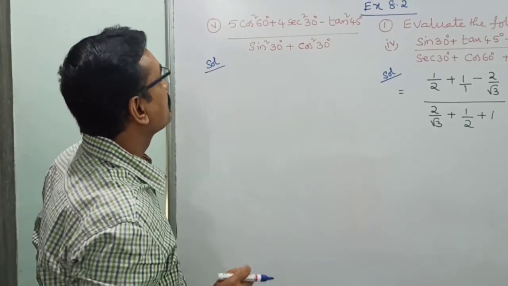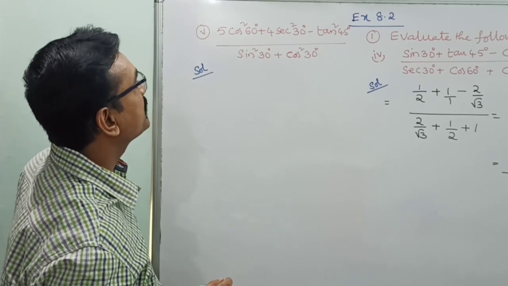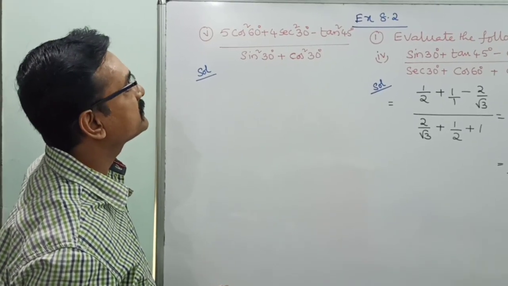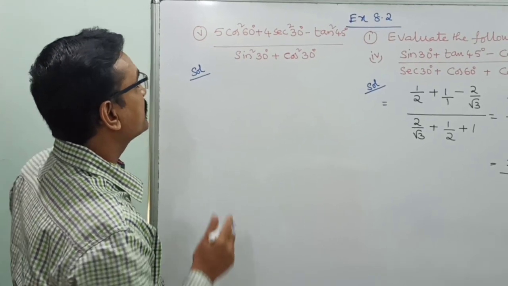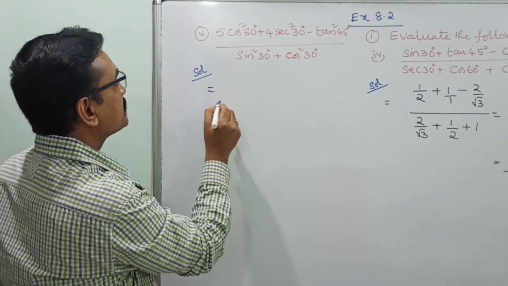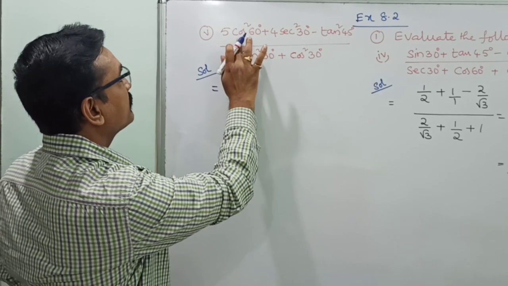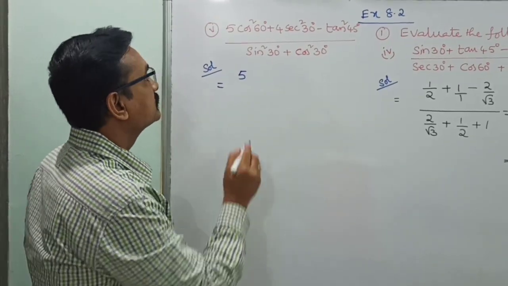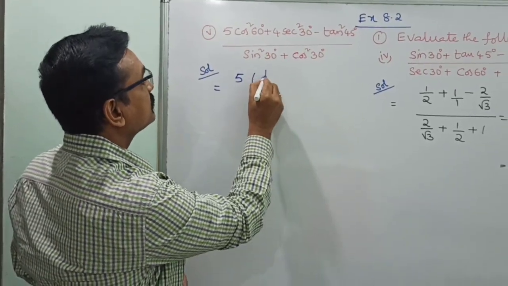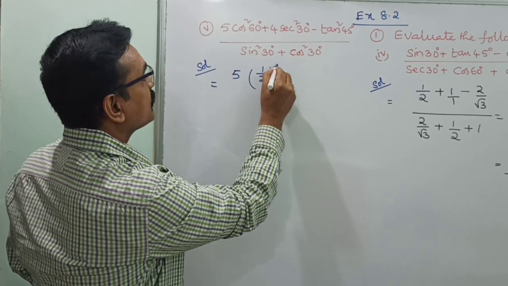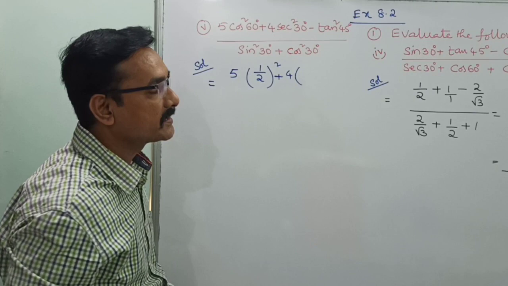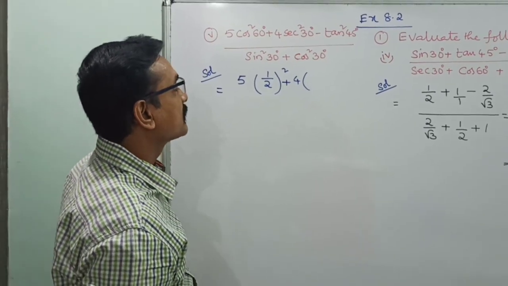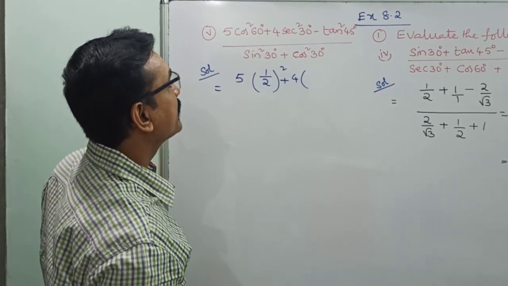So next, find cos square 60 degrees plus 4 sec square 30 minus tan square 45 by sin square 30 degrees plus cos square 30. So substitute the values directly. Cos 60 value 1 by 2 whole square plus 4, secant is the reciprocal of cos. So cos 30 is root 3 by 2.